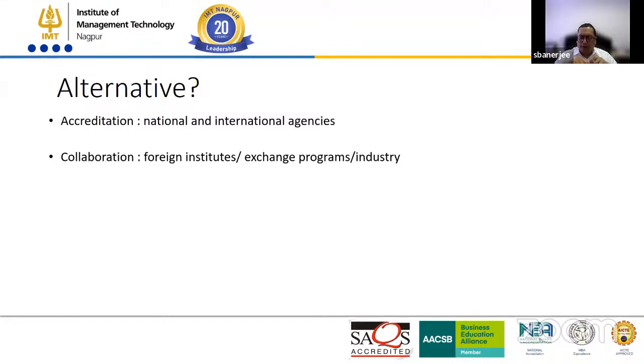The second one, which is also another way of double-checking an institute's academic process, is to see to what extent the institute's program has collaborations with foreign institutions in terms of student and faculty exchange programs, and collaboration with industry in terms of joint certification programs, a common program that is run by the institute and that industry organization together.